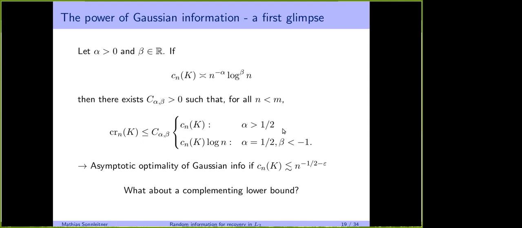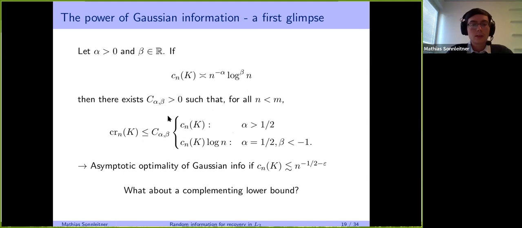So if we have fast enough decay of the Gelfand widths, then the random sections are as large or not much larger than the Gelfand widths. In the case that alpha is equal to 1/2 and beta is smaller than minus 1, then we lose a logarithm. Otherwise, the bound does not yield anything for large enough m. So we always want dimension-independent bounds, so to speak. And this yields, as said, the asymptotic optimality of Gaussian information if the Gelfand widths decay fast enough.